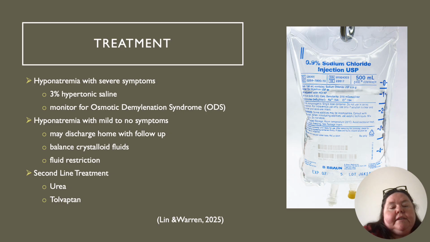In the second line treatment, that can include drugs urea or tolvaptan. Urea helps increase water excretion. The one downside to urea is a bad taste, so patients may not always be compliant. And then tolvaptan is a vasopressin V2 receptor antagonist, so it inhibits vasopressin, thus ceasing the water diuresis. The bad part with tolvaptan is that it's very expensive. So the reason for non-compliance may just be that they can't afford it. So not so much a non-compliance issue as an inability to afford the medication.